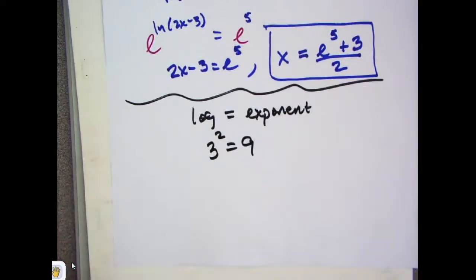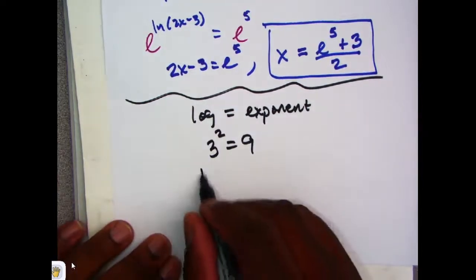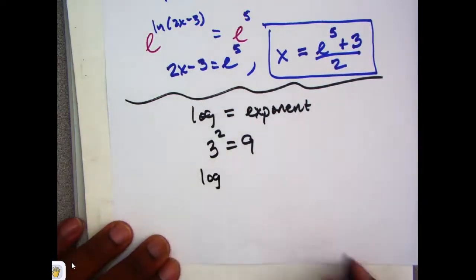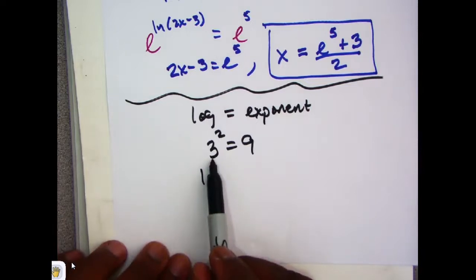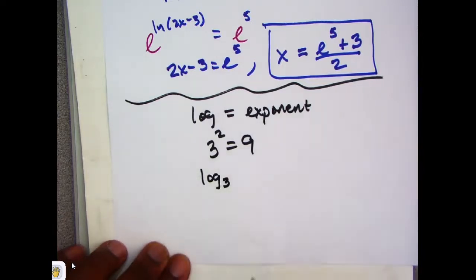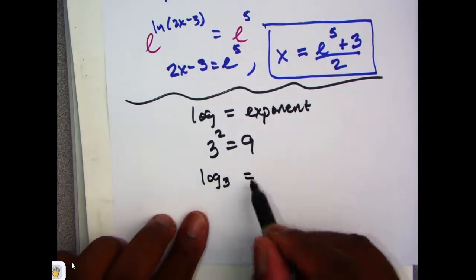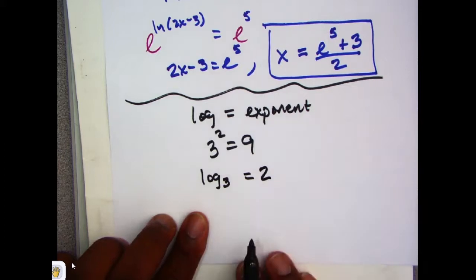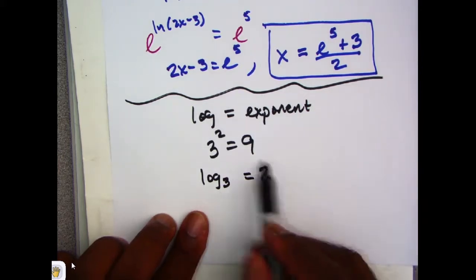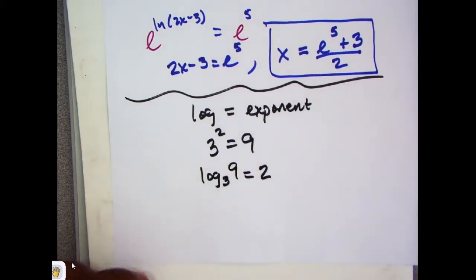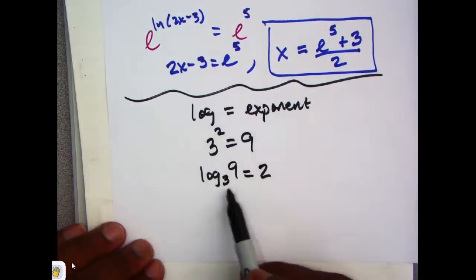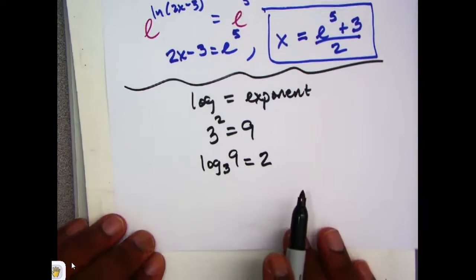I can rewrite this as the log of my base. So here my base is 3, so log base 3. A log is equal to an exponent. My exponent is 2, so I know my 2 goes here. A log equals the exponent, so that means my 9 goes here. Log base 3 of 9 is equal to 2. Every exponent can be written as a log. Every log can be written as an exponent.